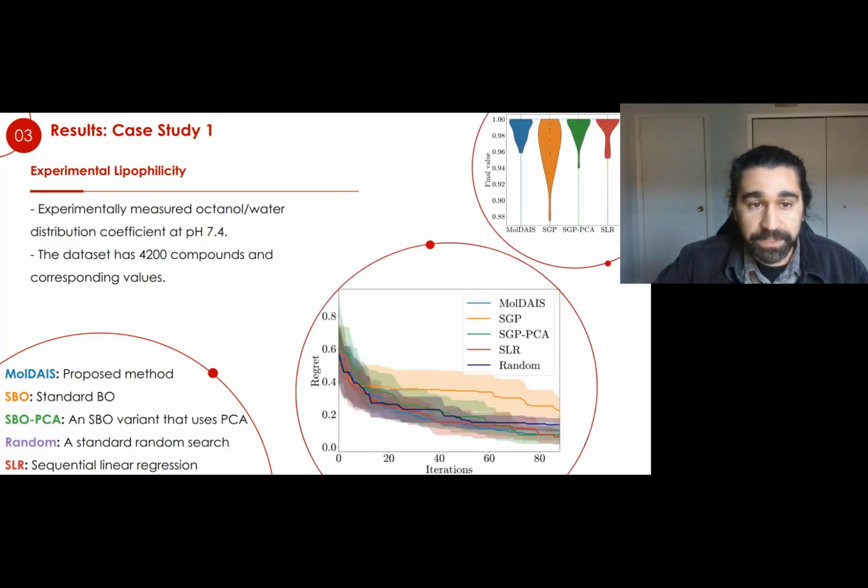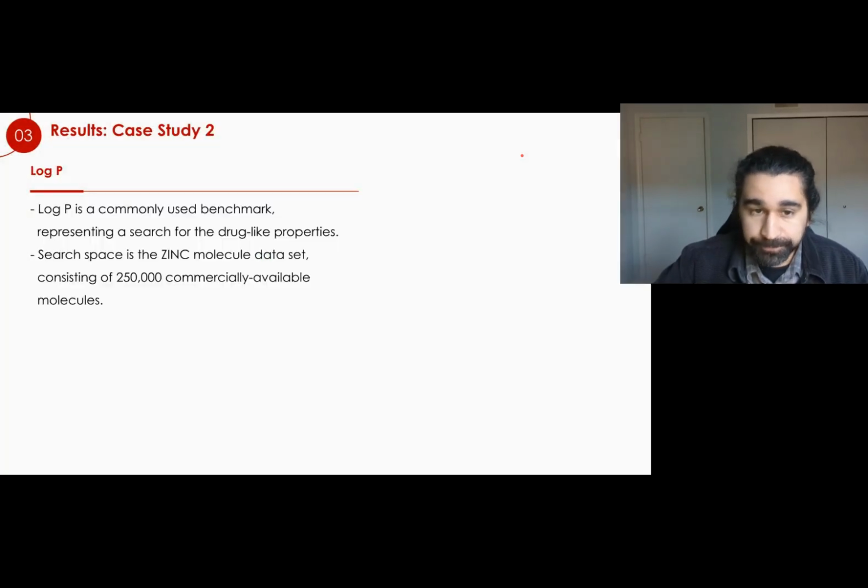So our first case study is on experimental lipophilicity. It's a relatively small data set with 4,200 compounds and their corresponding values. Here in the lower right, we see the convergence results where MolDAIS is doing fairly well, although maybe not particularly impressive. But when we look at the distribution of final values, we see that generally MolDAIS typically does well and has the best worst case scenario.